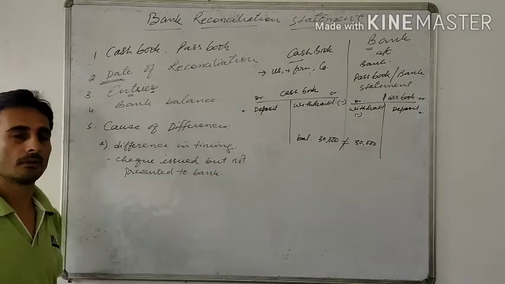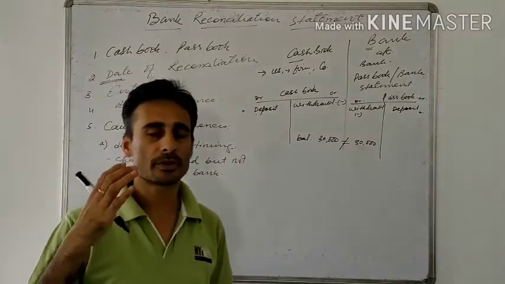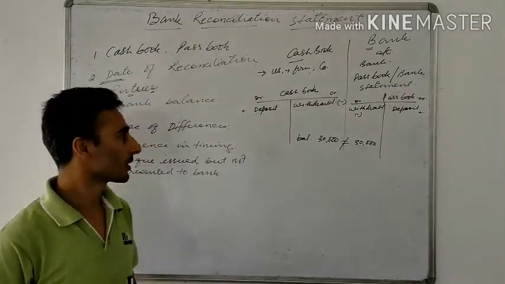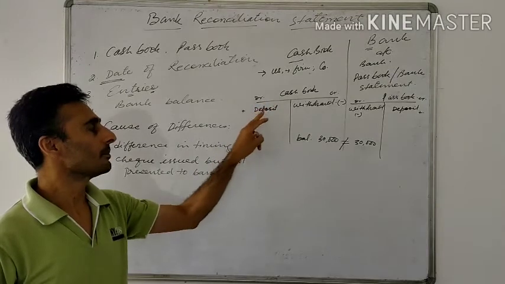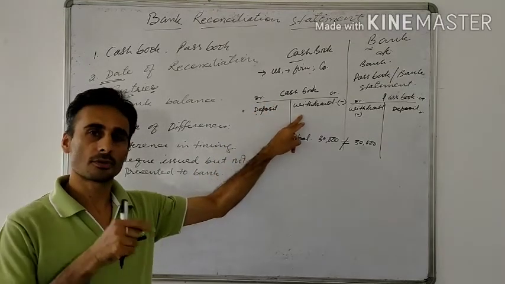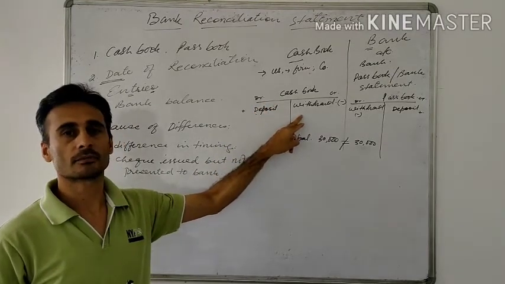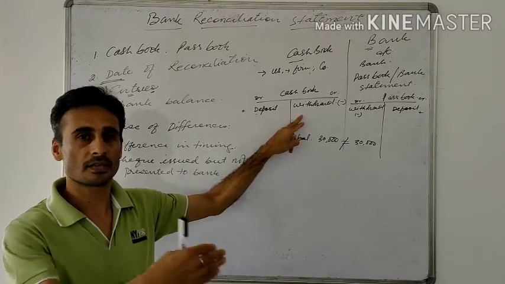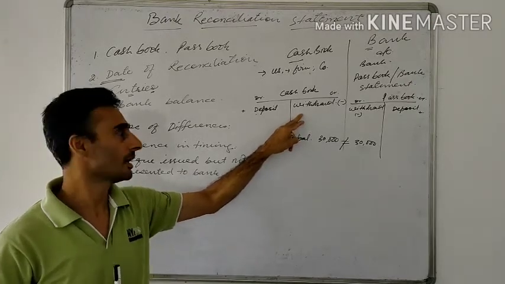Say for example, I issued a check of rupees 10,000 to a creditor, say Ashok, today. So I will immediately make this entry in the cash book. Today only I will make the entry in the cash book. I'll subtract the amount because the check has been issued. Payment has been made to my creditor, Ashok.